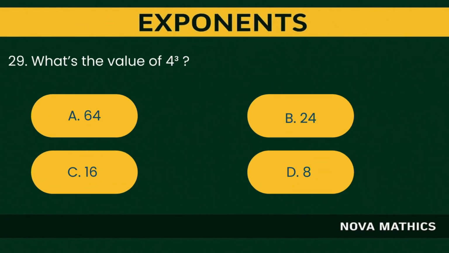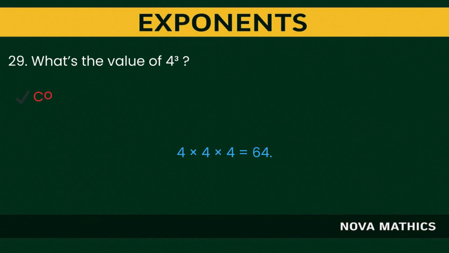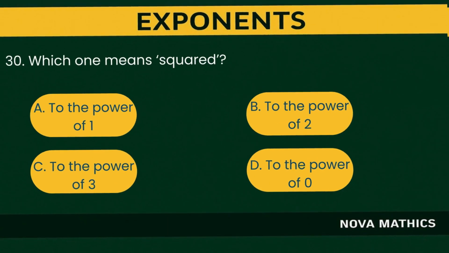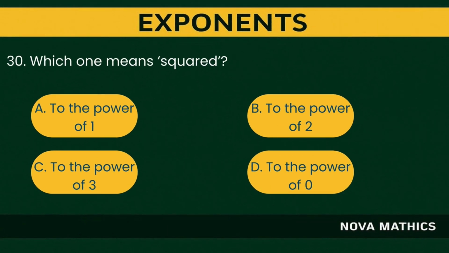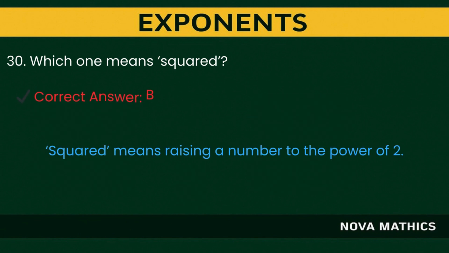29. What's the value of 4 to the power of 3? Correct answer is 64. 4 to the power of 3 is 64. 30. Which one means squared? Correct answer is 2 to the power of 2. Squared means to the power of 2.